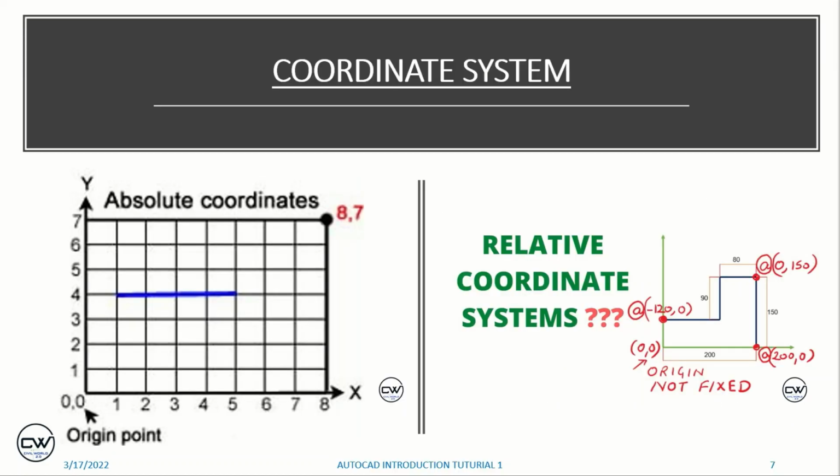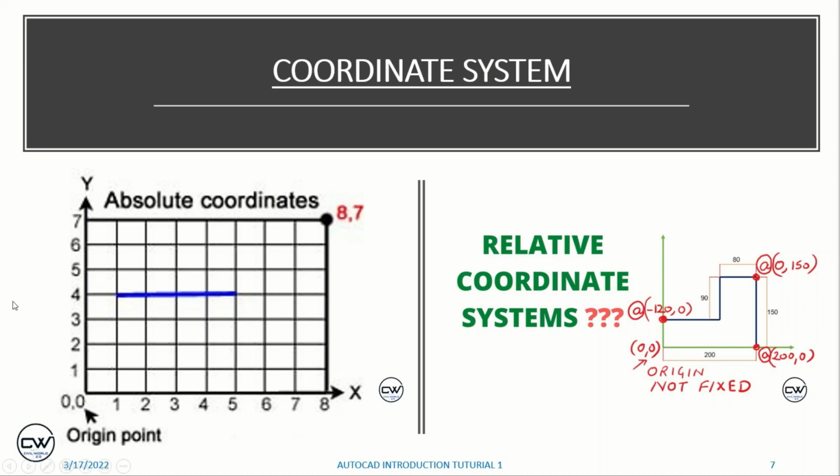And the next topic is coordinate system. In CAD itself, there are two coordinate systems. One we can call the absolute coordinate system, and the other is the relative coordinate system. The absolute coordinate system we can call the global coordinate system, and the relative coordinate system we can call the local coordinate system.